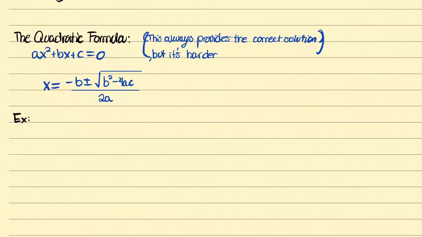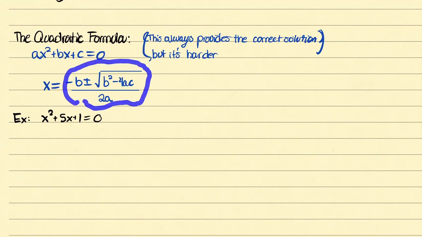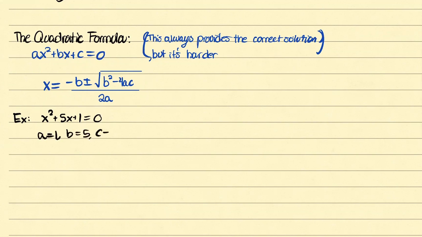Use the quadratic formula to solve the quadratic equation x squared plus 5x plus 1 is equal to 0. So notice this formula to solve for x is just a big formula involving all of the a, b, and c terms. So let's just pick out what those are. A is 1, b is 5, and c is 1. So let's plug everything in.